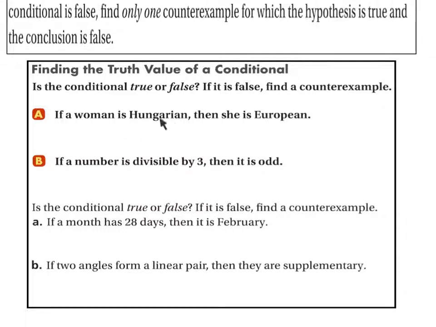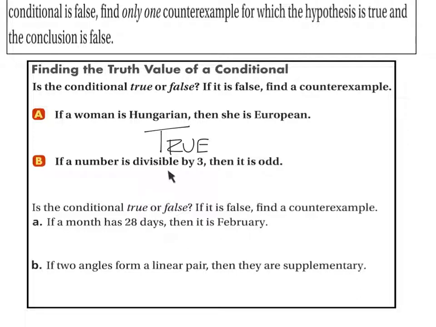Okay, then she is a European. Well, if she is Hungarian, then yes, she is a European. Those are both true statements. So therefore, that one right there is true. That's a true statement. Okay.